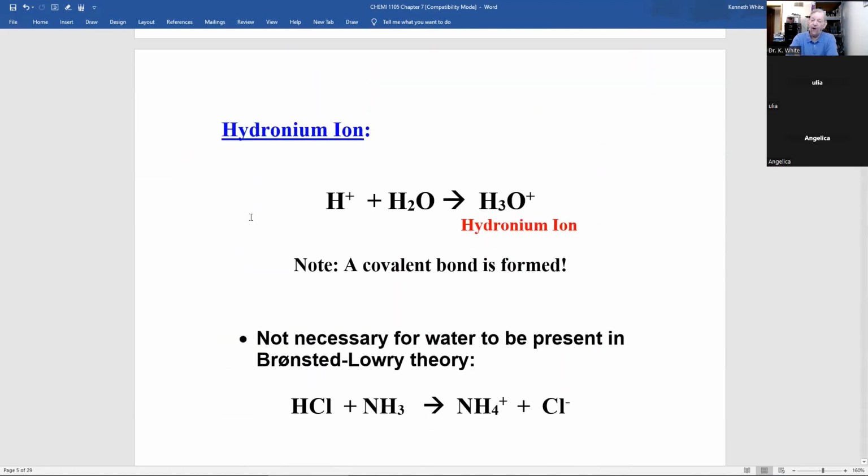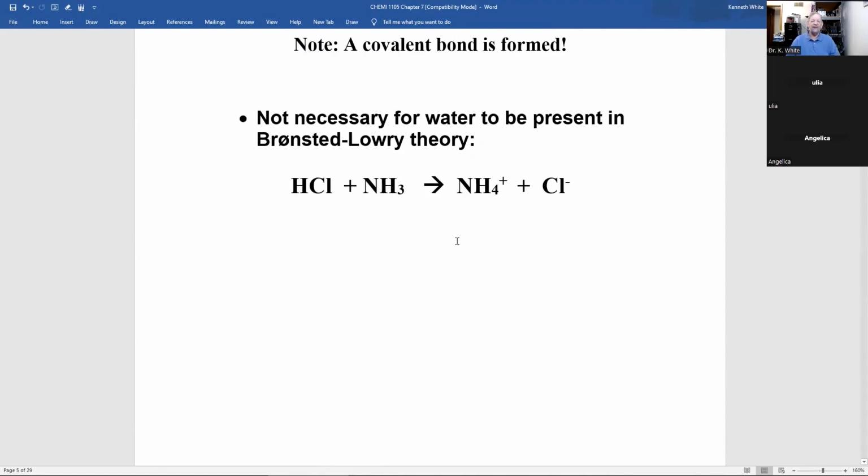Now, it turns out water reacting with a proton makes something very important, called the hydronium ion. I will never ask that equation on a test, but I'll use it in class. When I say hydronium ion, that's H3O plus. This has a charge to it. Now, this shows you a reaction here. HCl is an acid, ammonia is a base, proton transfer, you make a salt.